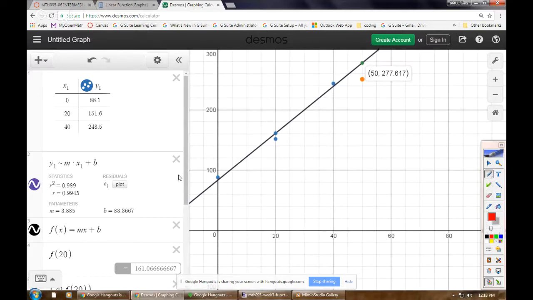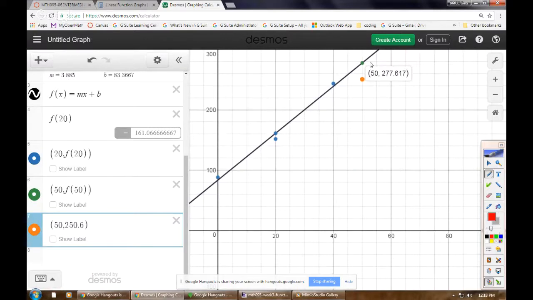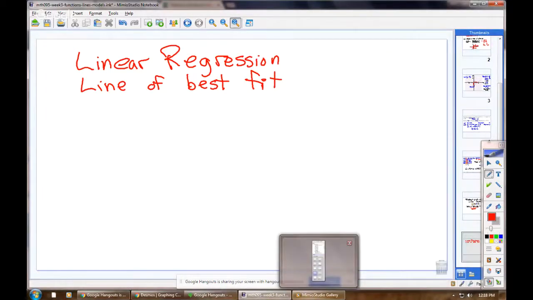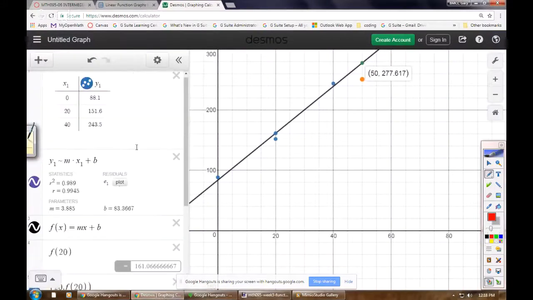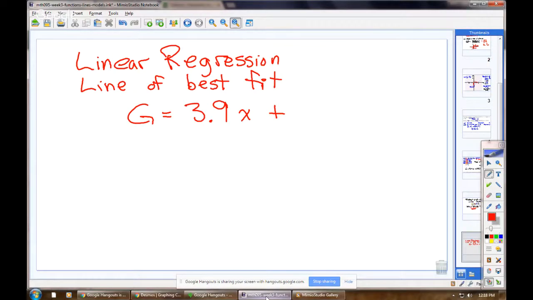So there we are. So we made a linear model. We tried to make a prediction out of it. Now we could take it a little bit farther. So I'm going to call this 3.9 and 83.4. So let's go back to my notes. According to my computer here, the line of best fit for the amount of garbage is about 3.9 times x years after 1960 plus 83.4 about. And so we can use this to make all kinds of predictions.